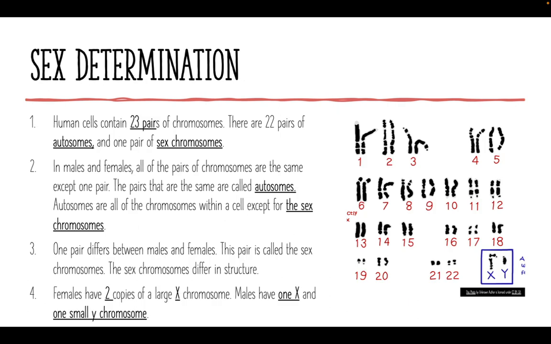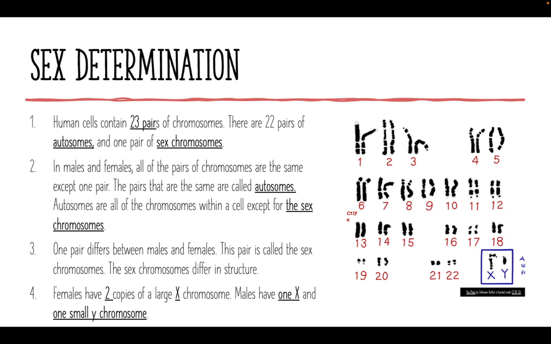We also have some sex determination work that gets done in the genetics world. So human cells contain 23 pairs of chromosomes. There are 22 pairs of autosomes and 1 pair of sex chromosomes. We already learned that. So in males and females, all of the pairs of chromosomes are the same except 1 pair. So the 22 that are the same are called autosomes, and the one that's different is called the sex chromosomes.